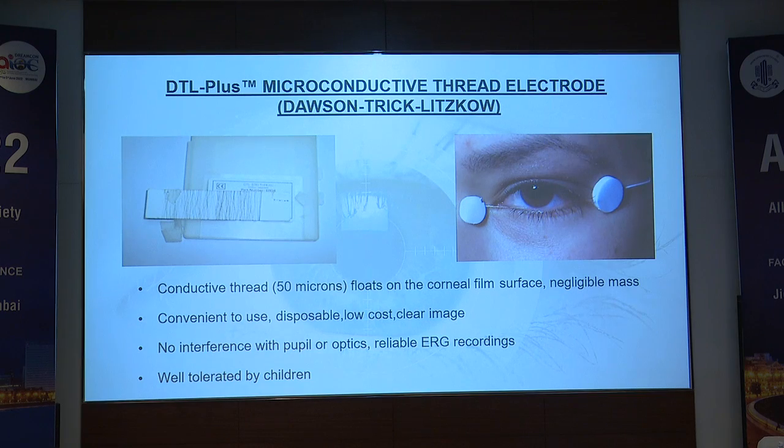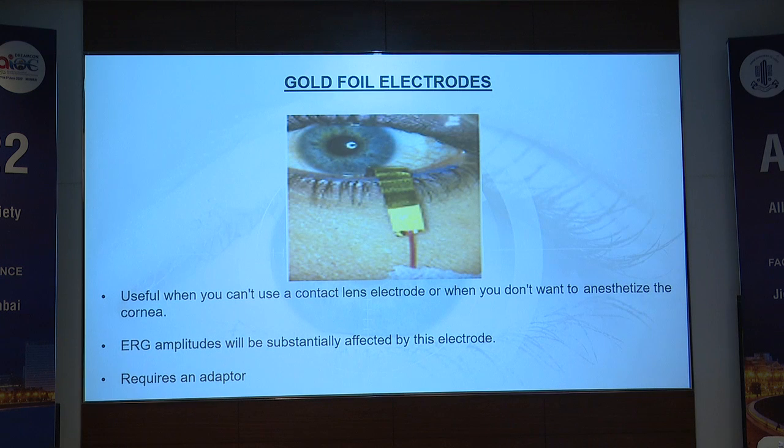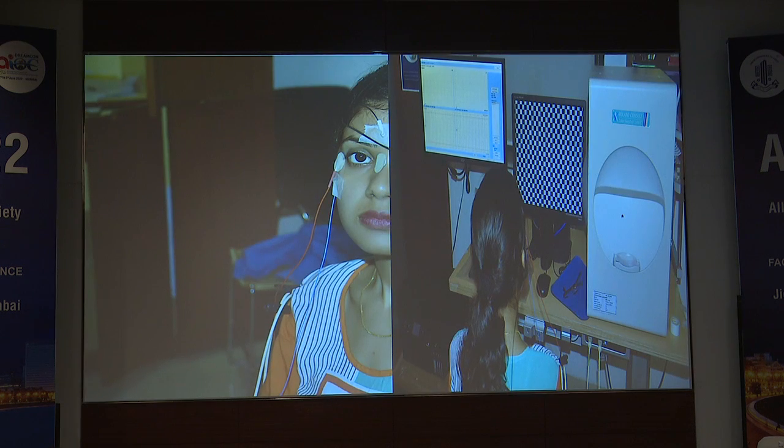I'm not going to go through it again. This is how we place the electrode for pattern ERG. The active electrodes are fixed on either canthi. The reference electrode just beneath the outer canthi, and the ground electrode on the forehead. And this is how the patient is made to sit in front of the stimulus.